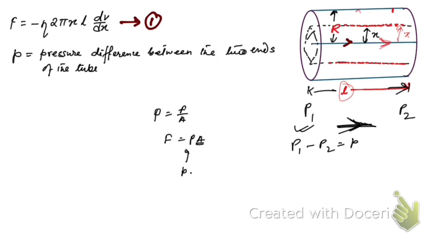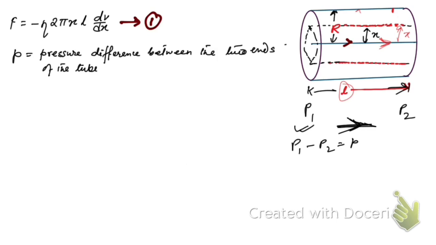Okay, area of this cross section, that is pi x square, right? This P into pi x square, that is pressure difference into the area of cross section of this layer, gives the force that is responsible for the flow of this liquid layer through this tube. Okay, so hope you have understood this.